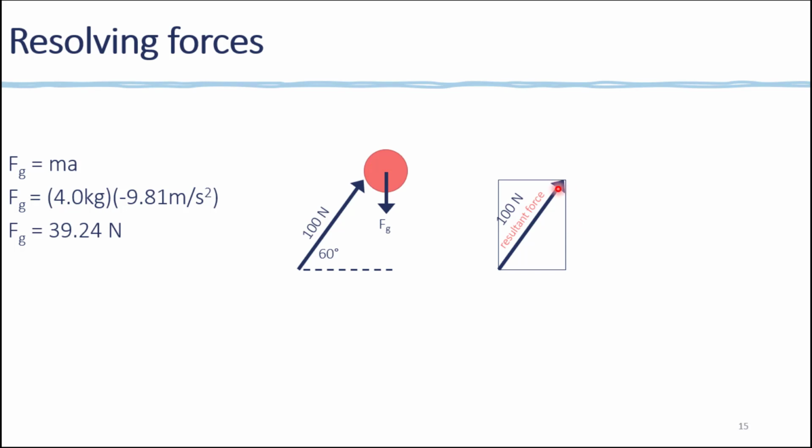So in the upper triangle, the 100 Newton resultant force is the outcome when we start with a vertical force, start here, and we add our horizontal force to it. The triangles are identical, so we can use either one. It doesn't matter. Let's just use the lower triangle here.